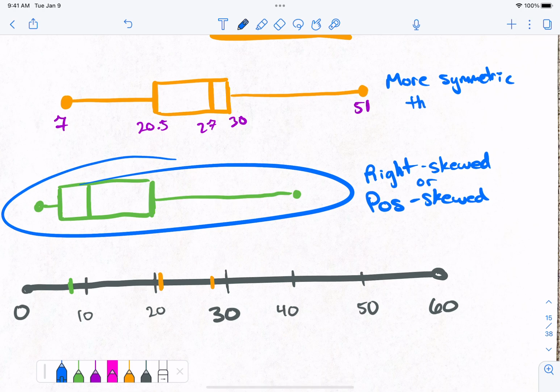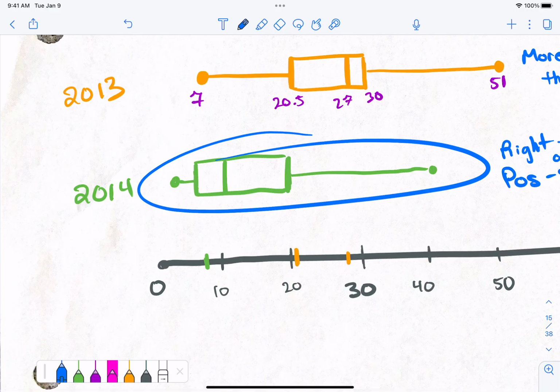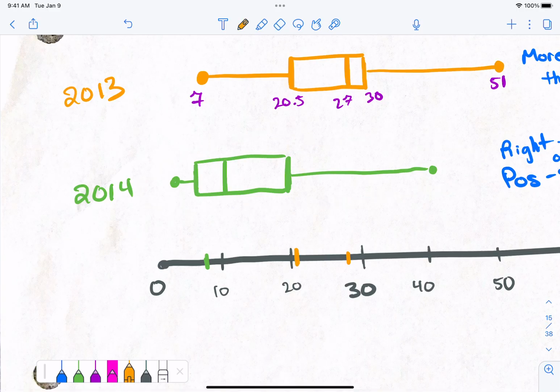More symmetric than, did I say 2013? I meant 2014. More symmetric than 2014. So he has some high scoring games, some low scoring games, and then a bunch of games that are right in the middle, okay? Versus like check out 2014. Okay? This right here is about half of my scoring, right? Like the lowest score here was 3, the highest score here was 41. This is about the halfway mark, right?